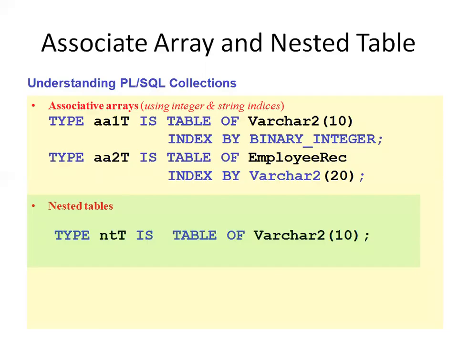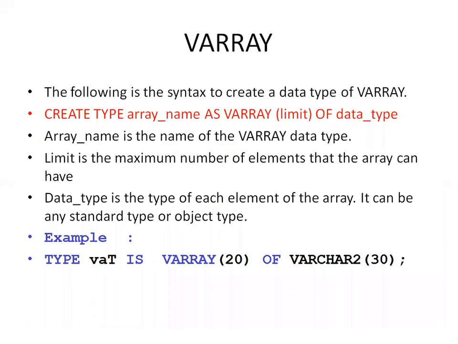So let's start with the syntax of the first two, associative array and nested table. The only difference between the associative array and nested table here, if you observe, is that in the associative array, we have to explicitly mention index by an appropriate integer or char. We require an index for associative array because the concept of associative array is similar to the hash map or hash table concept in other programming languages. Coming to nested table, you don't have the index by concept here. It is just a simple array of values. Let's see some examples of associative array and nested table.